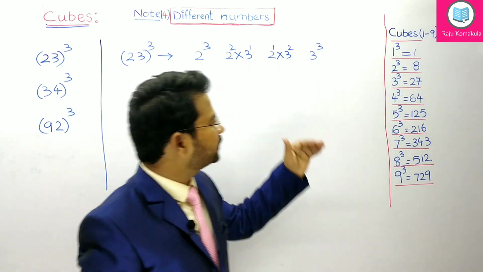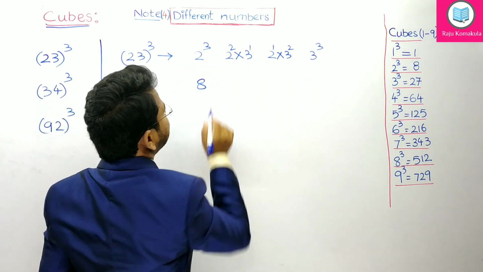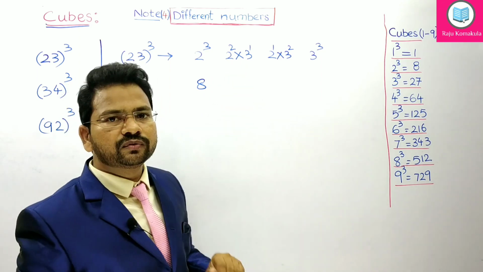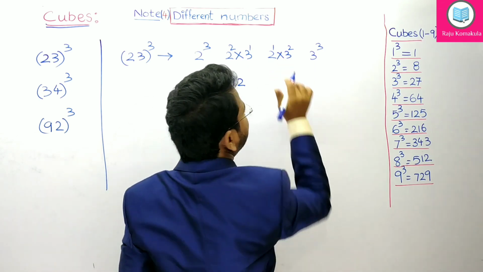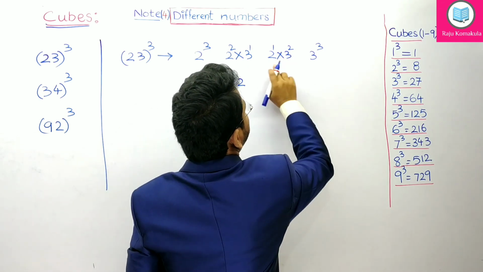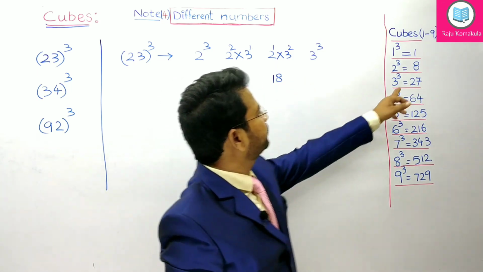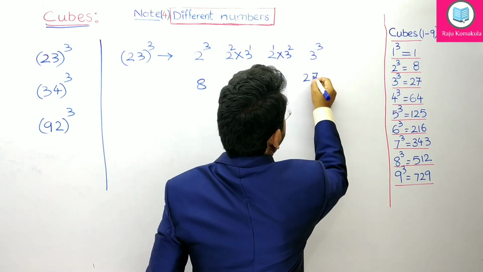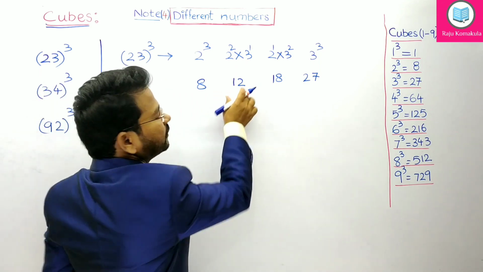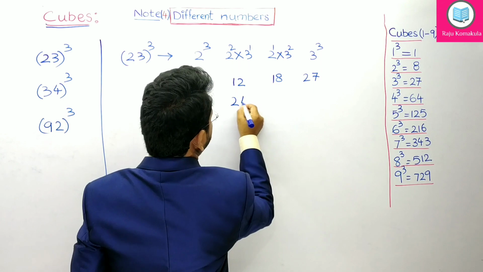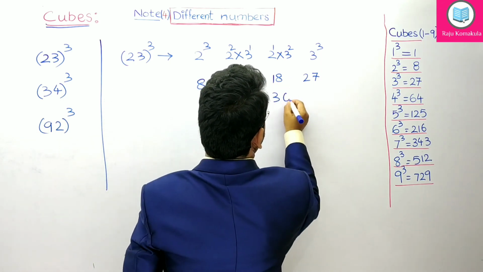Now you know that 2 power 3, that is 2 cube is 8. 2 square, that is 4. 4 into 3, 12. Now 2 power 1, 2 only. 3 square, that is 9. 9 into 2, 18. 3 power 3, that is 27. From here the same method you have to follow. Double of 12, that is 24, and double of 18, that is 36.